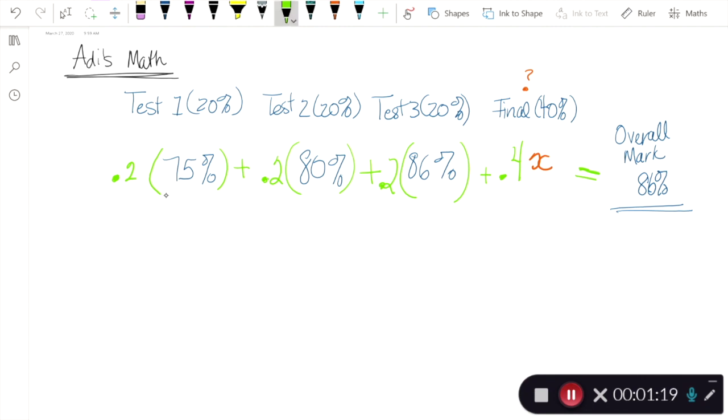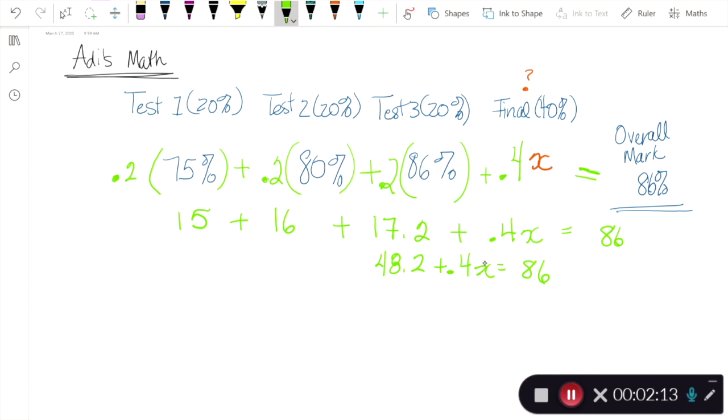So 0.2 times 75 is 15 plus 0.2 times 80 is 16 plus 0.2 times 86 is 17.2 plus 0.4x is equal to 86. Let's total these 3 things up first and then we'll keep solving. So we've got 15 plus 16 plus 17.2. So we have 48.2 plus 0.4x is equal to 86.